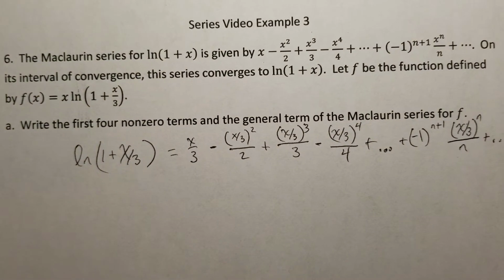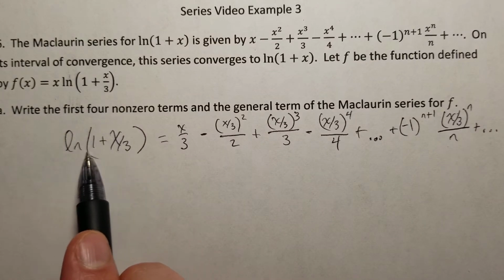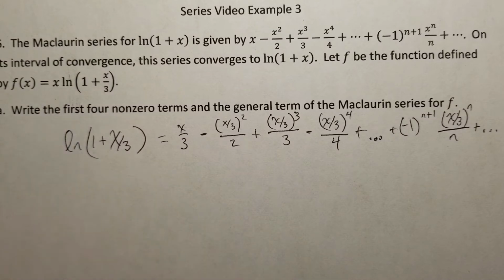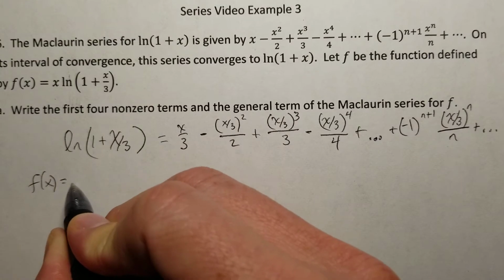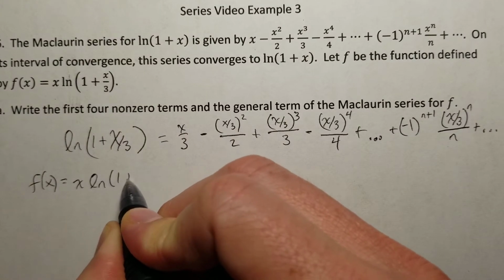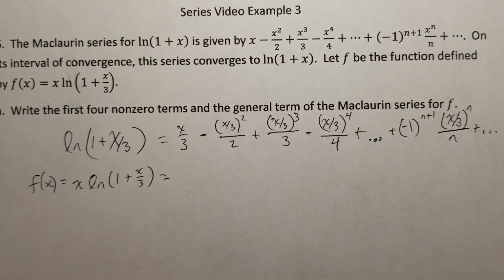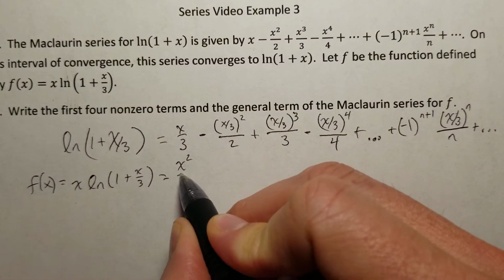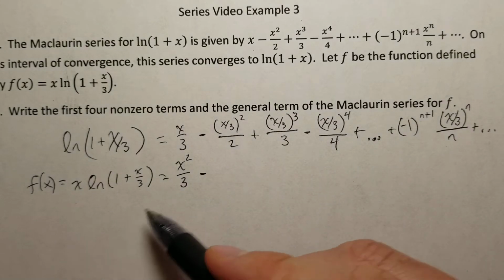Now, we're not to the series for f quite yet, right? I've just taken x over 3 and substituted it in. Now I need to go through and multiply my series here by x. So to get f of x, or x times the natural log of 1 plus x over 3, I'm going to take x and multiply it by all the terms on this side of the equal sign as well. So x will become x squared over 3 minus, let's do a little bit of cleaning up here.